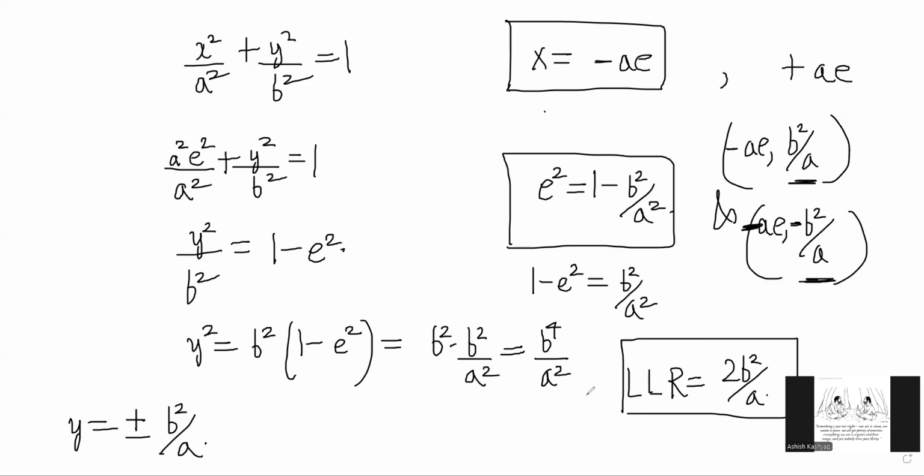Obviously, there are two latus recta for the ellipse, and the length of both of them will be equal to 2b square by a, right? So that is a standard thing to know.